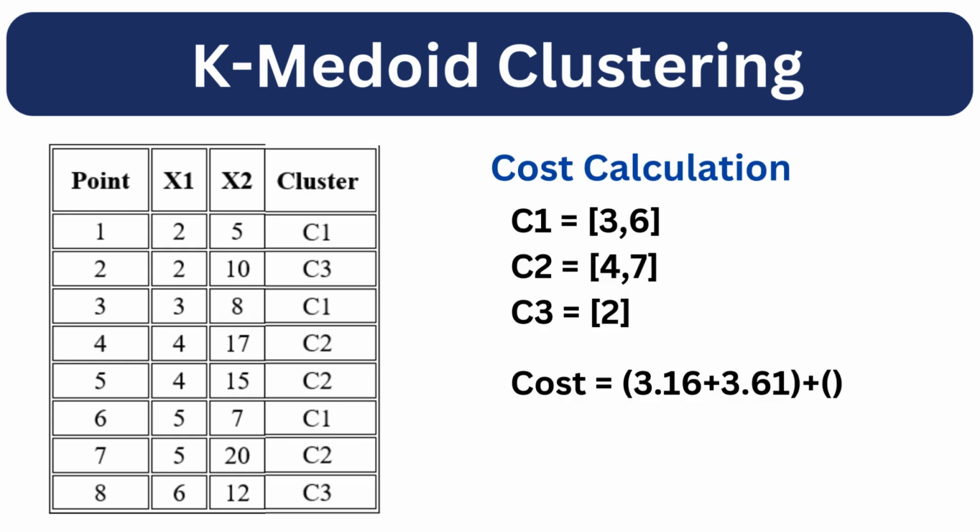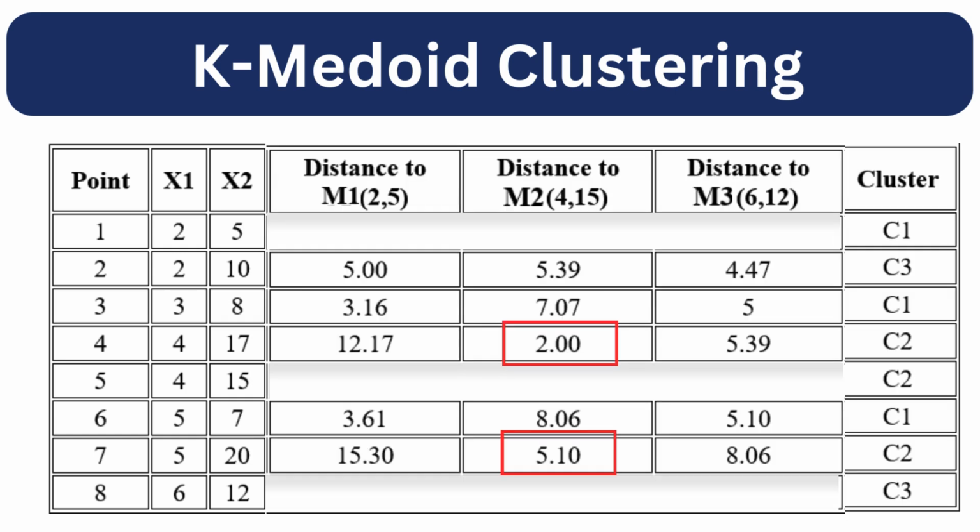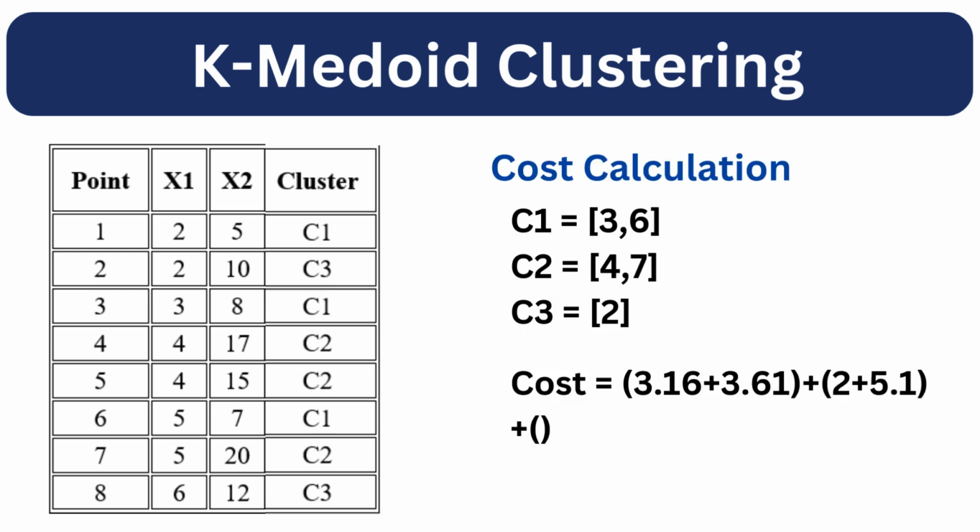So we will add them up and then we will look for C2, 4 and 7. Minimum distance to their respective medoid is 2 and 5.1. So we will add them as well. Similarly for the last cluster. So we have the cost 18.34.